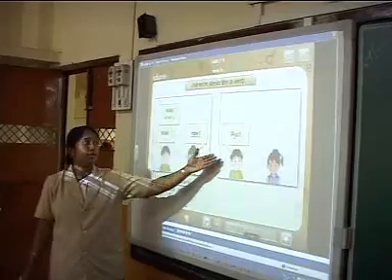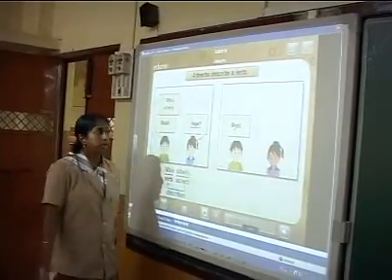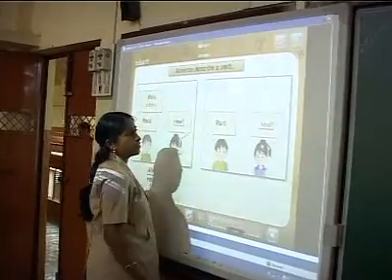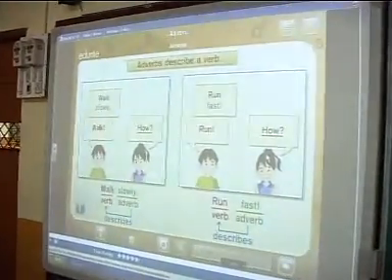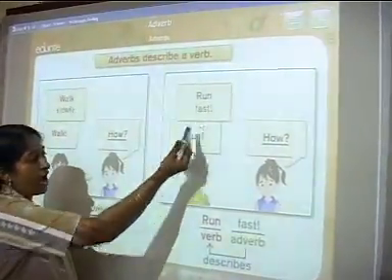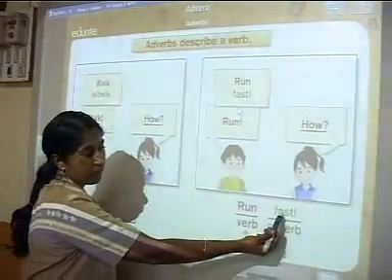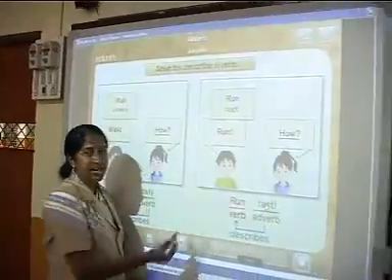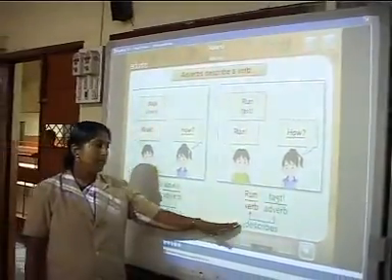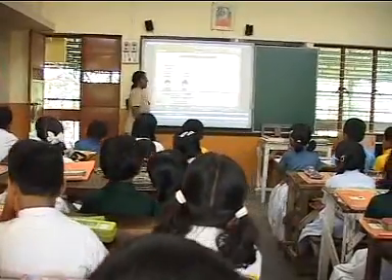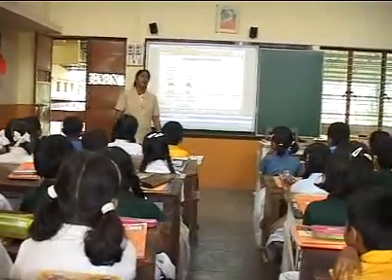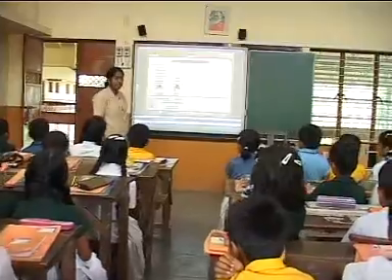So from this, what is the boy runs? Let us see what she has to ask. Yes, the girl is asking, how is he running? Fast. He runs fast. So the word fast describes the action of running. That means fast is an adverb. So adverbs also describe verbs. Is it clear?